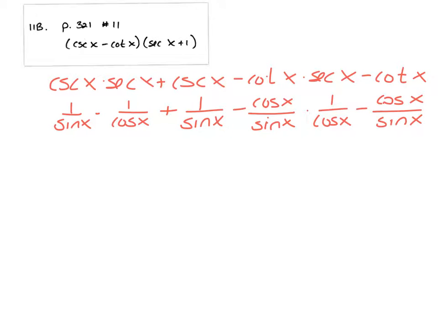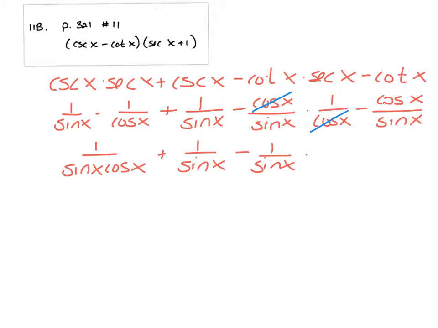So to make things simpler, I'm going to cancel as I go. What I'm noticing in this third term is that the cosine of x's cancel out. Okay, so rewriting this as 4 different terms, I have 1 over sine x cosine of x plus 1 over sine x minus 1 over sine x minus cosine of x over sine x.